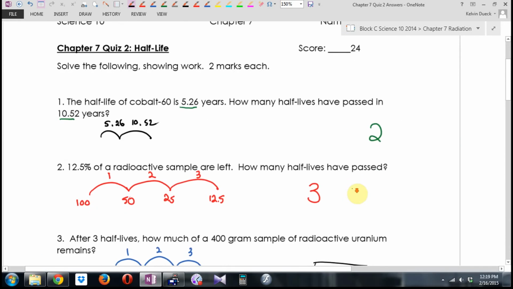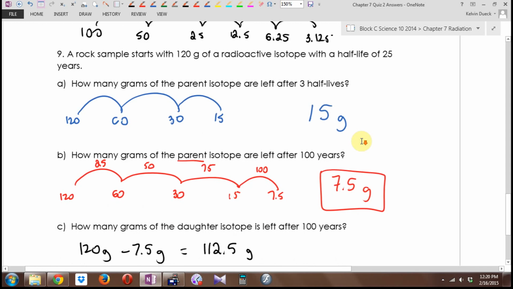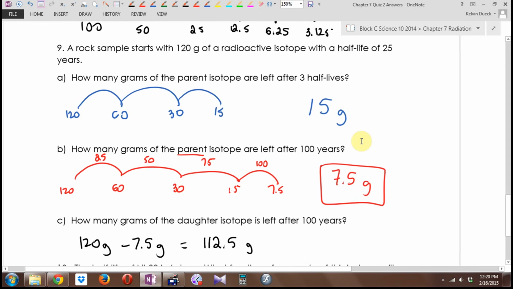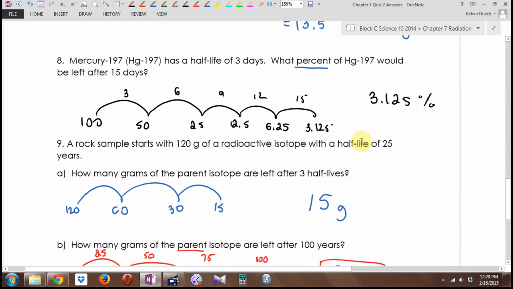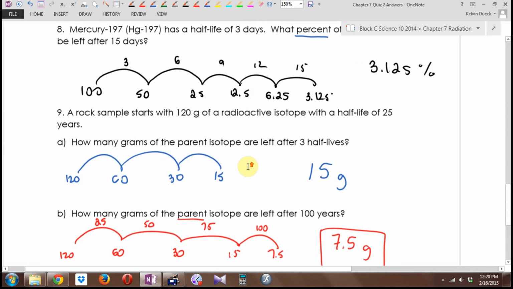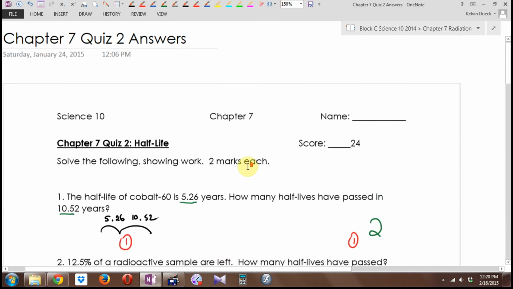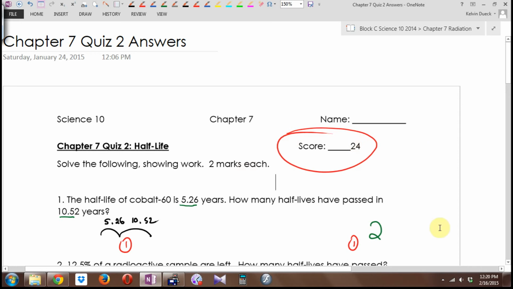It looks like 2 marks each. So I think what I was doing here was if you had the right answer, you got 2 out of 2. Otherwise, I would give you 1 mark for your work and 1 mark for your answer. I did that on purpose because it seemed many of you were just copying answers in the homework. So if you can give yourself a score, please, out of 24.